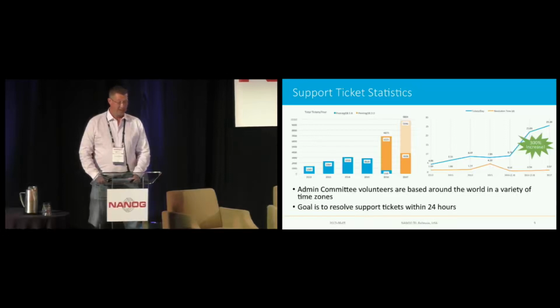So the admin committees are volunteer-based around the world. It's a variety of time zones, and our goal is clearly to answer support tickets as much as possible. We've set the mark at 24 hours as a response time, and as you can see for 2016 on that bar below, we've been executing on that resolution time.